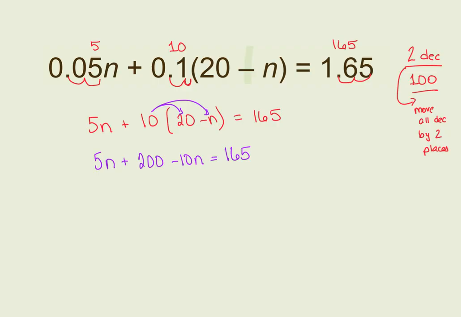You want to combine your like terms here. So the 5 and the negative 10 are going to combine. You have that 200 that stays, just leave that alone. Negative 5 in there equals 165. Then you want to move your numbers to one side, variables to the other. In this case, we only have one variable to worry about. So we can just move that 200 over to the other side.